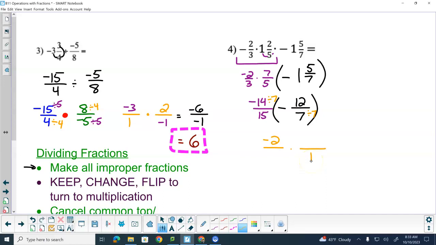What's a number that can go into 12 and 15? 3. Let's divide by 3. 15 divided by 3 is 5. 12 divided by 3 is 4. I'm going to move this negative sign up to the 12, so it's going to be negative 4. Negative 2 times negative 4 is positive 8 over 5. Right?